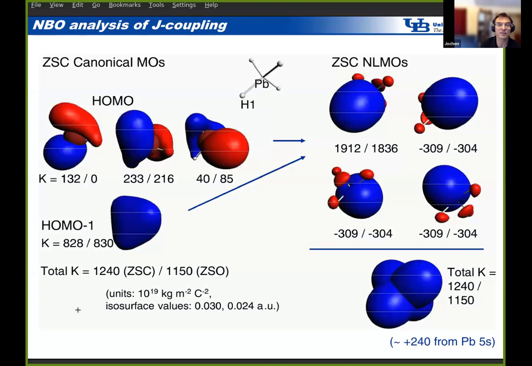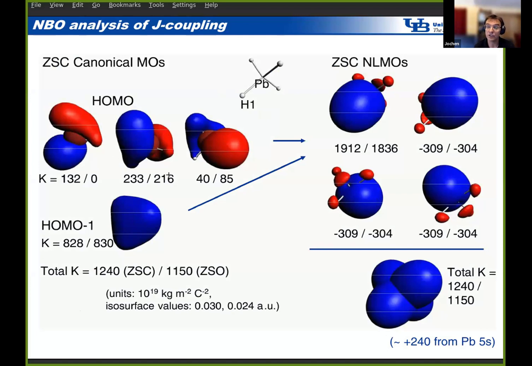Here's another of these earlier examples. This is plumbane, PbH4, the heavy methane analog. And we're looking at the coupling constant between lead and the proton. So the HOMO level is triply degenerate.